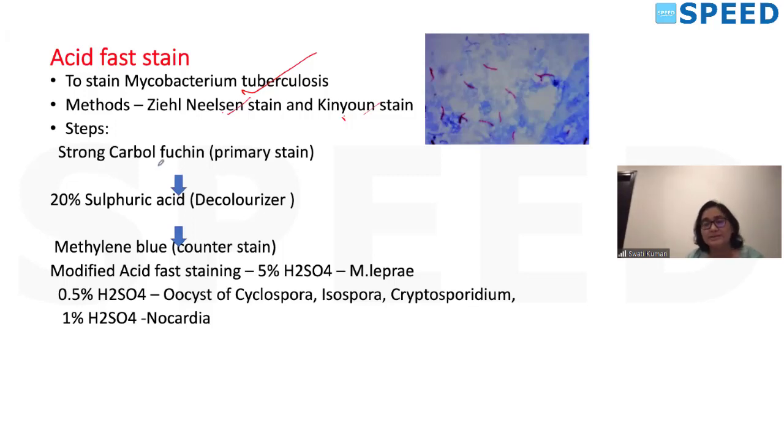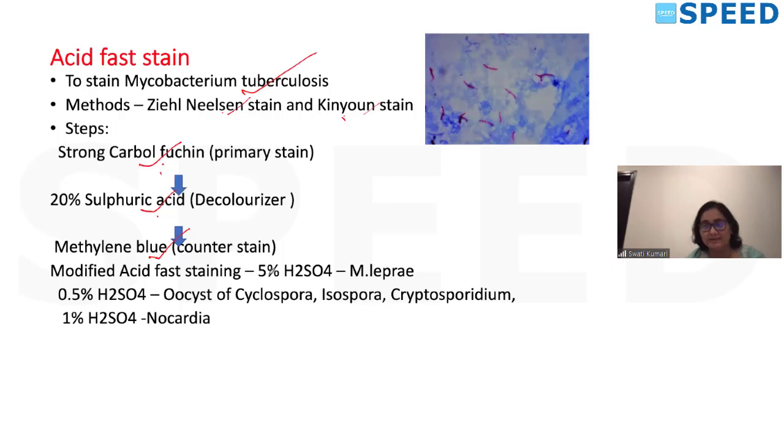So we use primary stain, which is strong carbol fuchsin. Then you have decolorizer, which is 20% sulfuric acid, and methylene blue or loeffler's methylene blue, which is the counterstain. So you have strong carbol fuchsin. Please remember, it's not dilute carbol fuchsin. It's strong carbol fuchsin, 20% sulfuric acid, and methylene blue. So this is the order which we use for acid-fast staining.